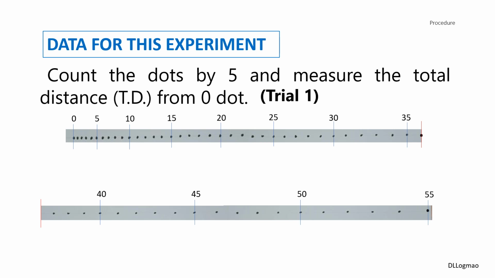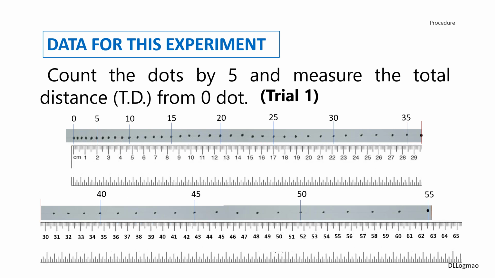Measure the total distance from 0 dot using the meter stick or a ruler. Read the measure from the meter stick and record as the total distance. Should you need more time in reading the measures, pause this video. Don't forget to play again to continue in this experiment.